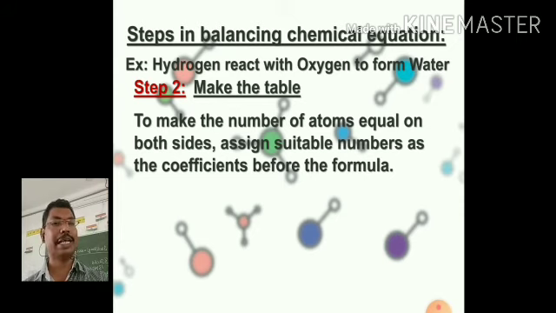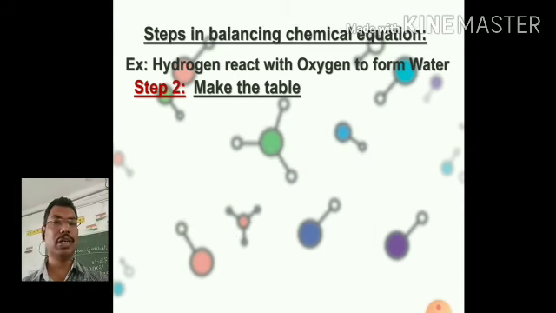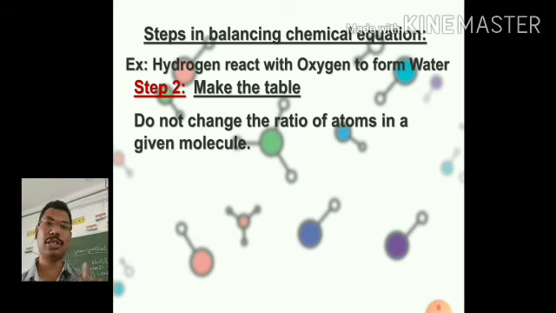Okay, now, for example, suppose this is there. Write any number so that they must be equal. Like 1, 3, 2, whatever it may be. This is not correct. I am saying some examples, some numbers as the coefficients. If there is 1, no need to write. 2 or 3, we can write. Yes, you can go with any number. But make sure do not touch the ratio of atoms in a given molecule.